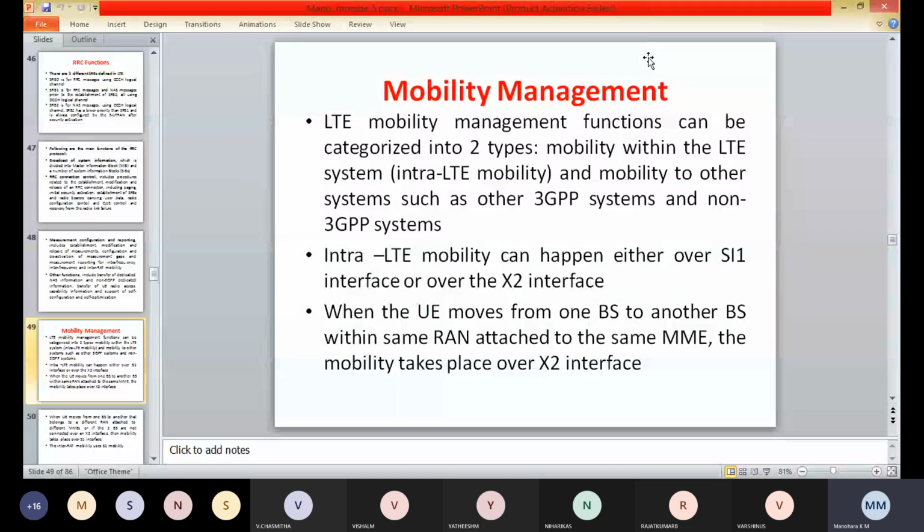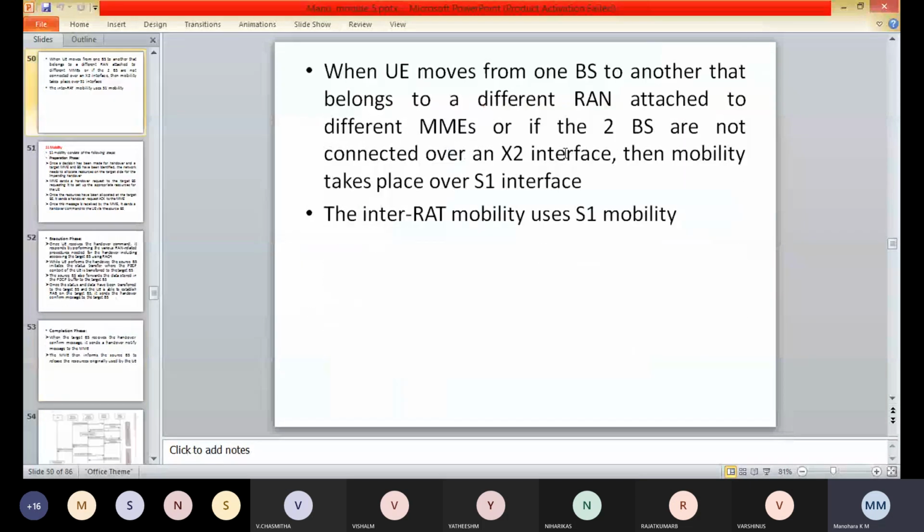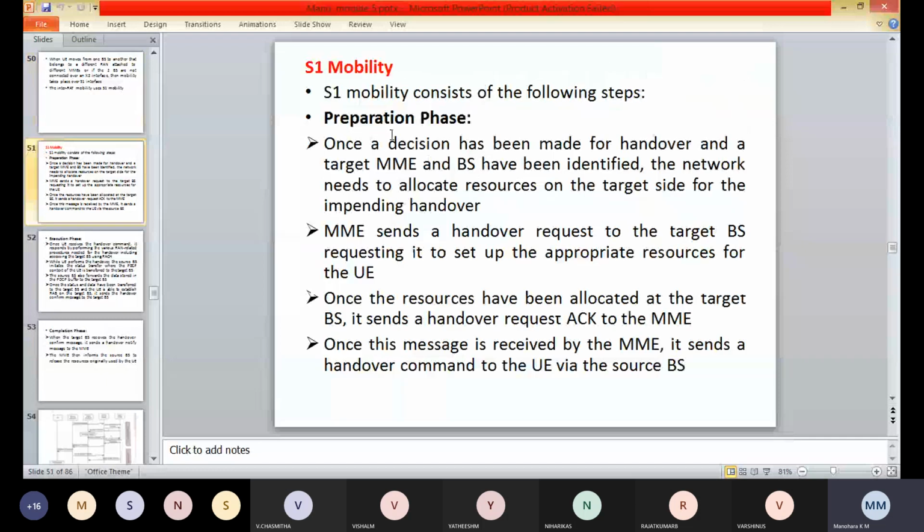So moving on to the X2 mobility. So here it is very similar to the UMTS serving radio network subsystem, that is SRNS, relocation procedure and consists of the following steps, which is shown in the figure. So everyone take note of this figure, so it's very important. So make a note of this figure.